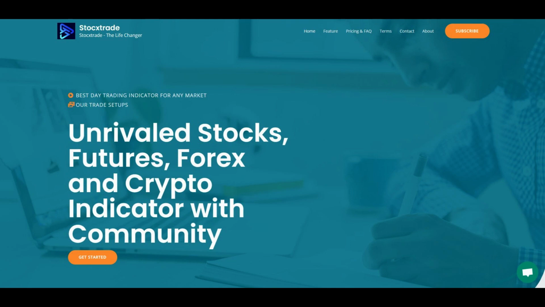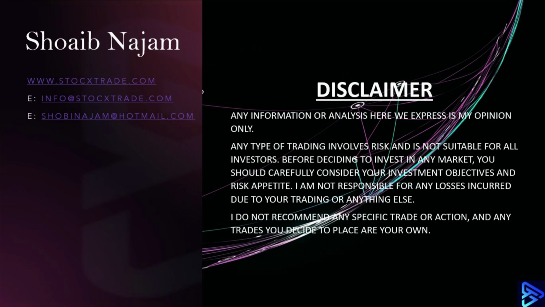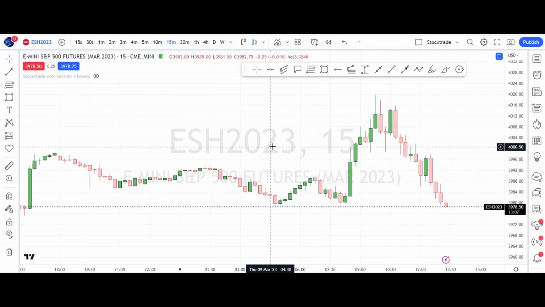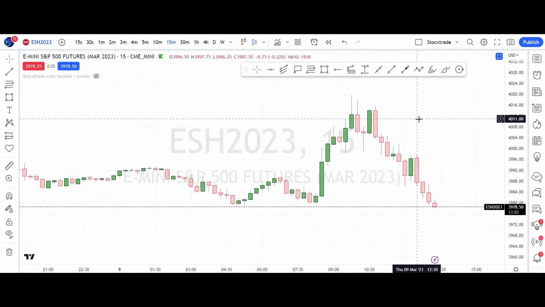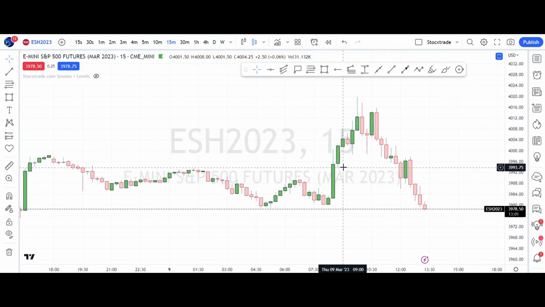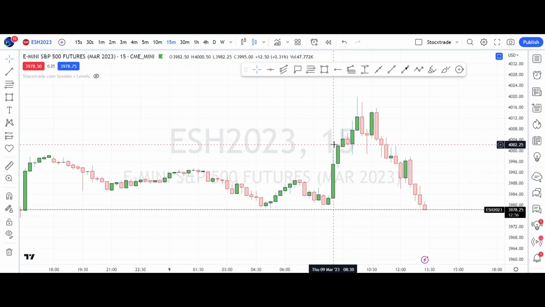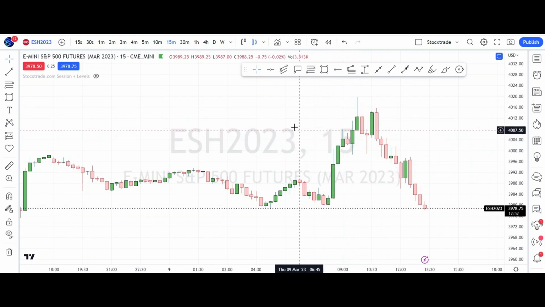Hello guys, good afternoon. Today I'm going to do some analysis over the E-mini S&P 500 futures chart, and today we have March 9th 2023. It is a 15 minutes chart, and I want to see, because in the initial bullish movement I didn't trade, but I got some trades during the bearish move.